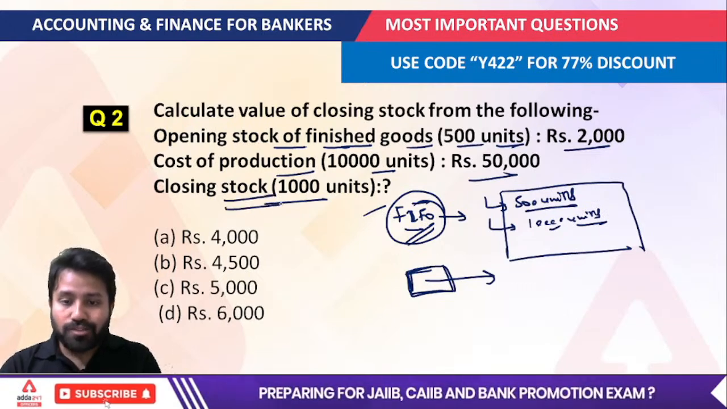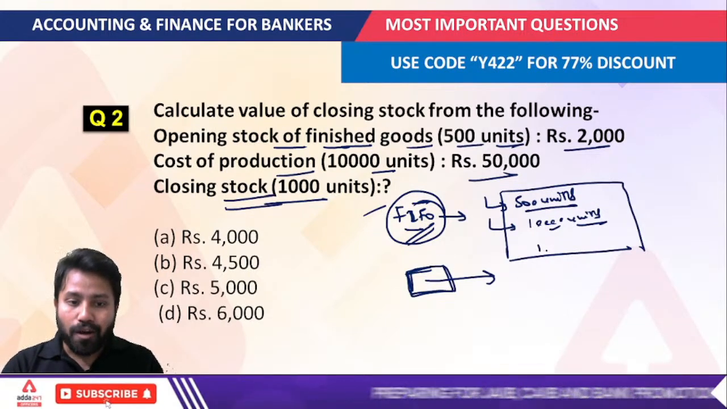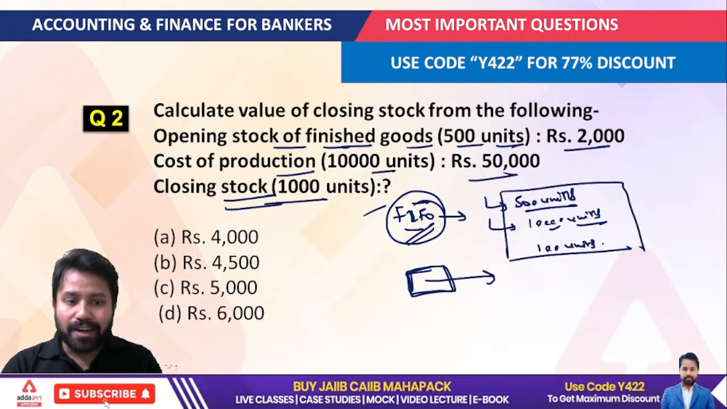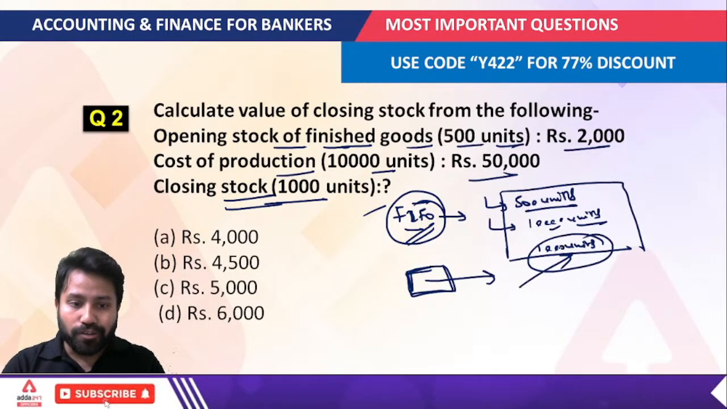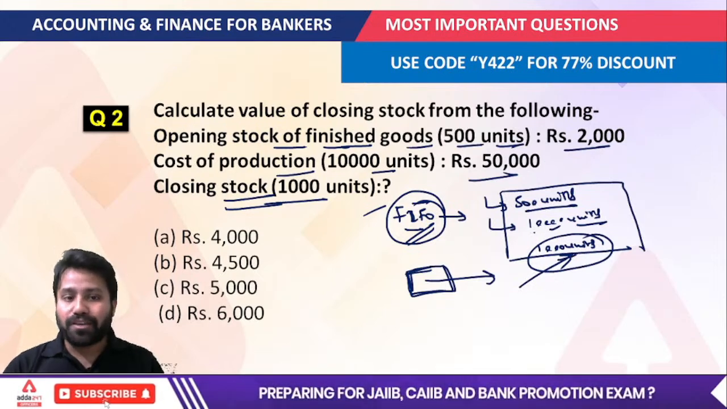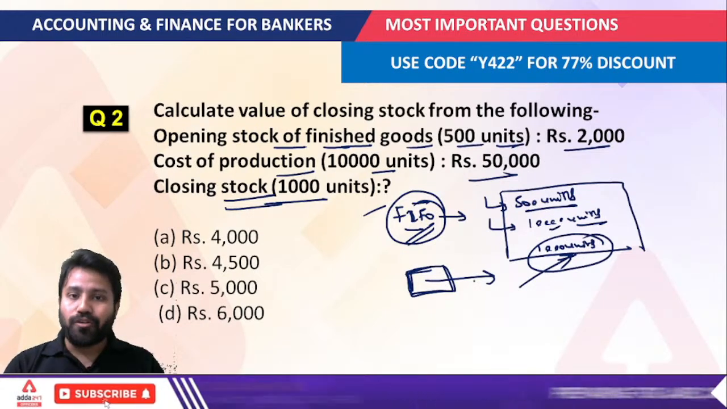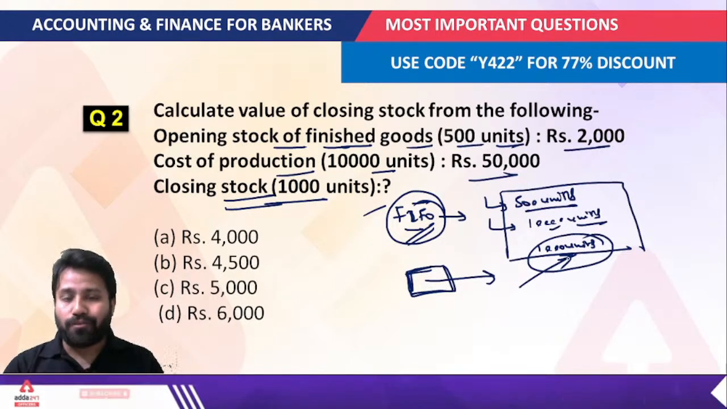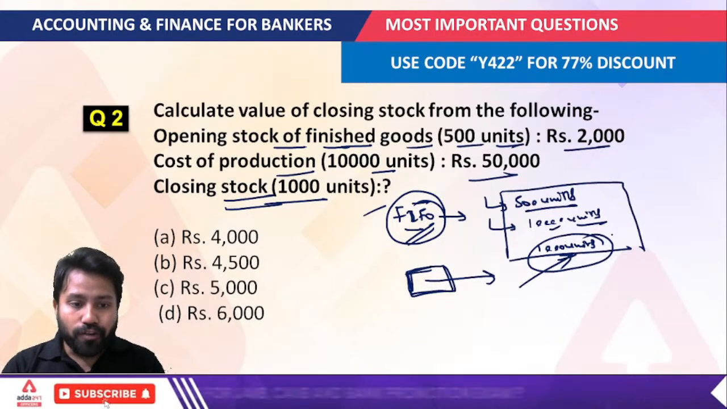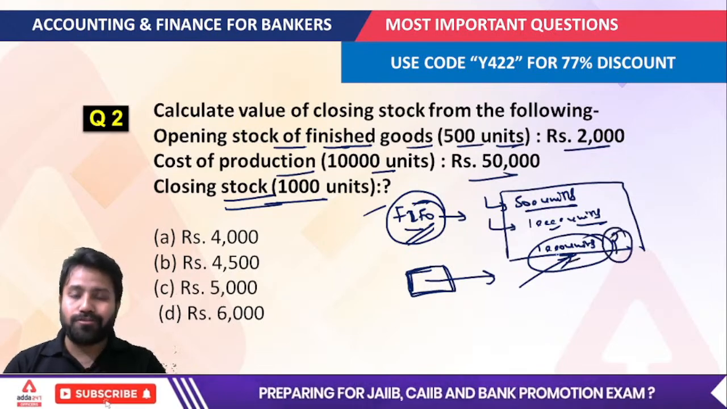Now, the closing stock is given as 1,000 units. That clearly means that at the end of the year, we have 1,000 units remaining with us, which means the rest of the units are sold out. So we have to calculate the value of these 1,000 units.